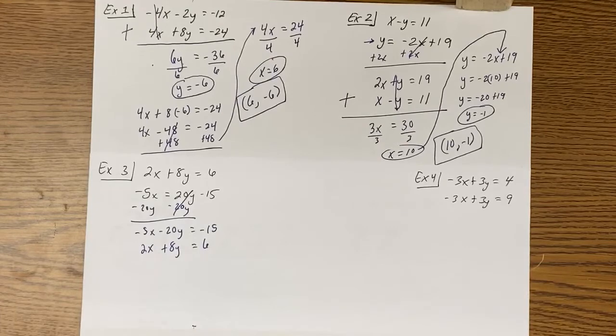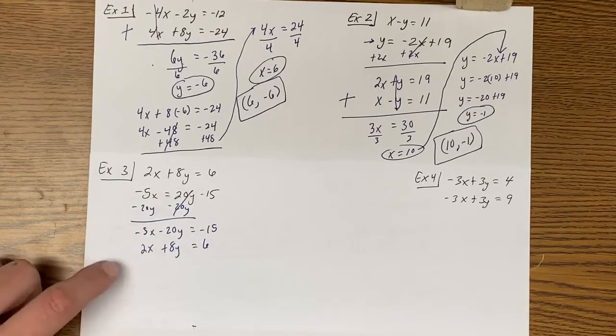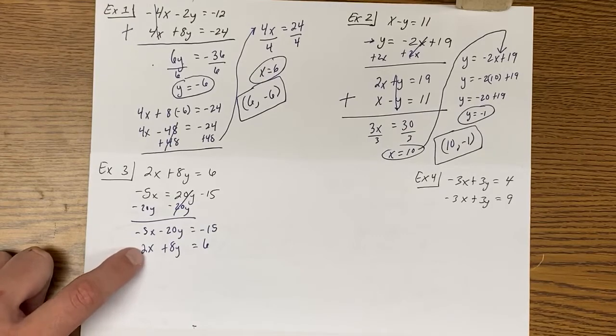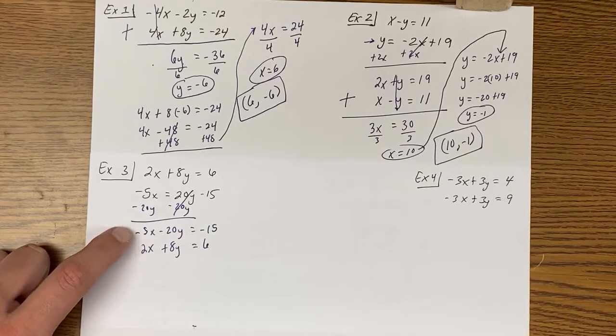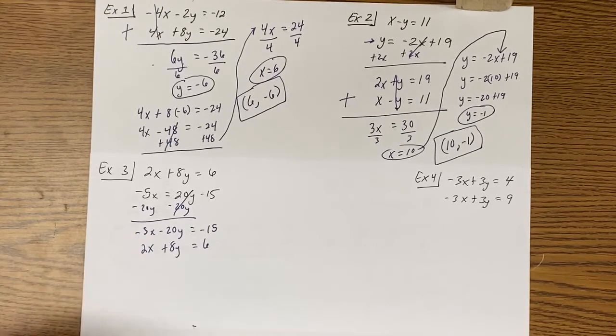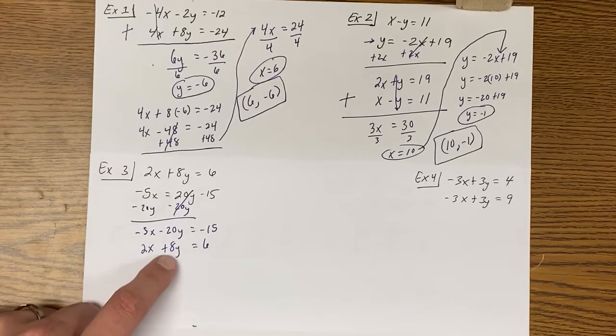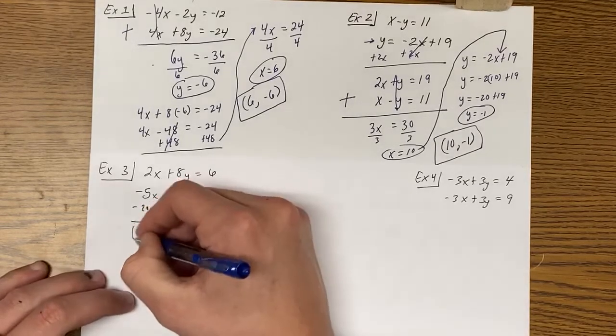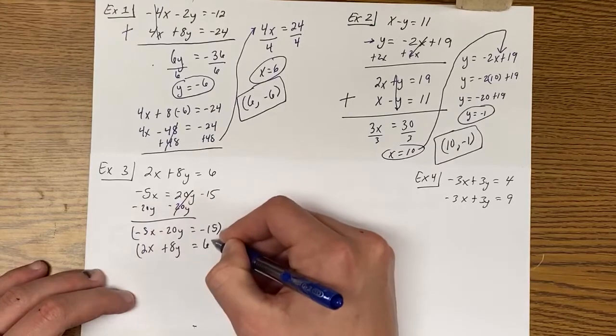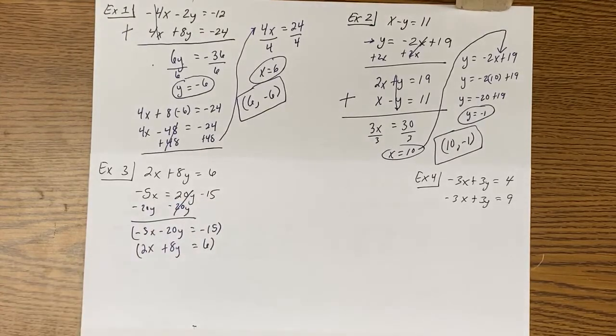Okay, so I look here, and I don't have opposites. So I have to create opposites. Can I multiply 2 by anything that's going to give me negative 5? No, not a whole number, an integer, something that's easy to work with. And I can't do the same for 8 either. So I'm going to have to multiply both equations by something. I can multiply both equations by the same number, different numbers. It does not matter. My goal here is to create opposites.